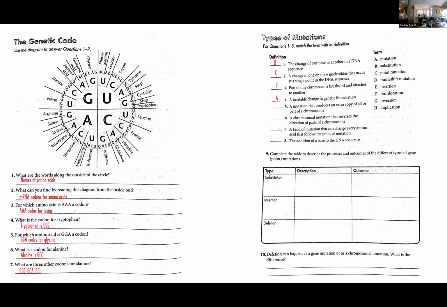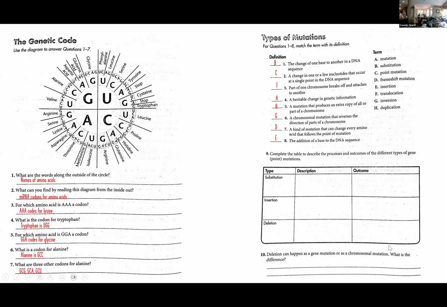Yes, A, mutation. A mutation that produces an extra copy of all or part of a chromosome. Drew? H, duplication. A chromosomal mutation that reverses the direction of parts of a chromosome. Colin? Inversion. G, a kind of mutation that can change every amino acid that follows the point mutation. Jordan? There you go, a frame shift. That's D. Very good. The addition of a base to the DNA sequence is an insertion. That's number 8. Why don't you click E?